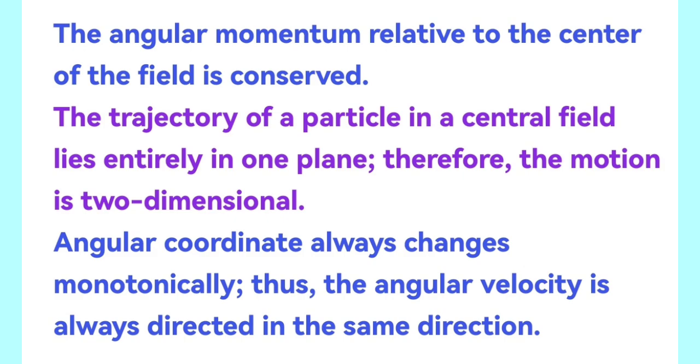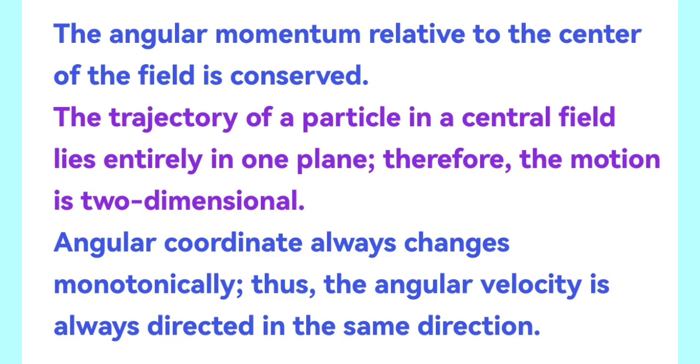Therefore, when a particle moves, its radius vector always remains in a plane perpendicular to the direction of the angular momentum. Therefore, the radius vector always remains in one plane, so the trajectory of a particle moving in a central field lies entirely in one plane. Therefore, the motion of a particle is two-dimensional, and accordingly, will be described by two coordinates.